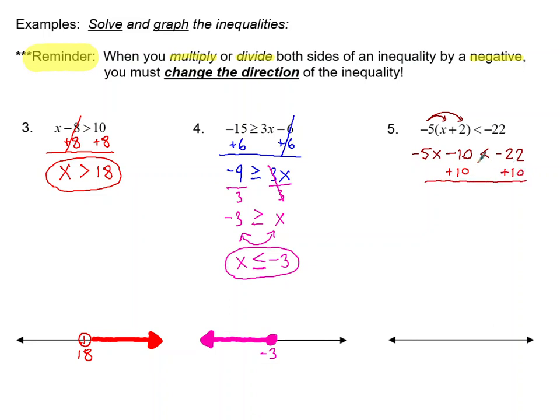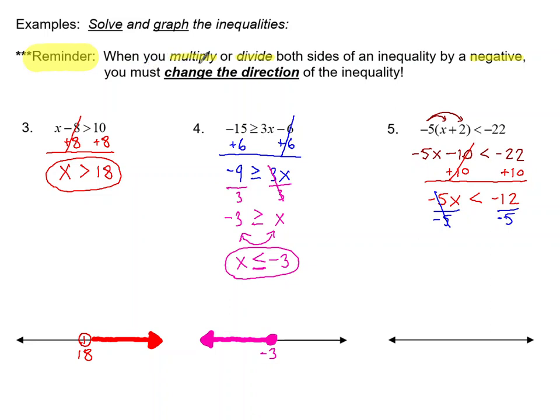Draw my line. I like to cross this out. The negative 5x will be all by itself. Adding does not change my inequality. Negative 22 plus 10 is negative 12. And I have one more step to do. Divide by negative 5. I'm going to divide by negative 5, both sides. This, of course, will cancel away, but now watch out.